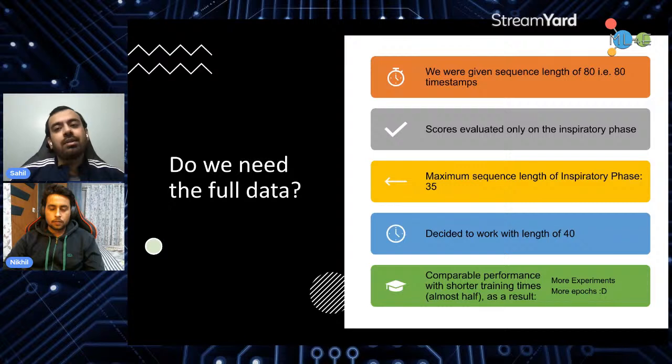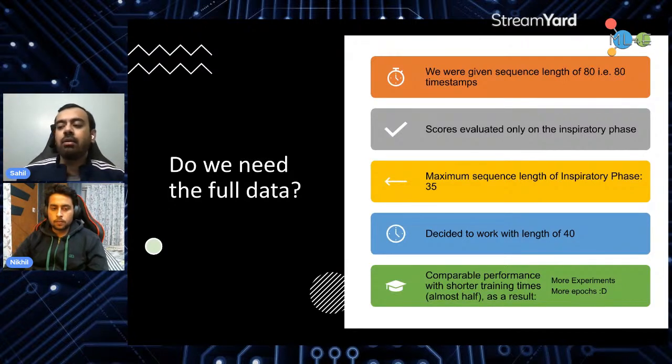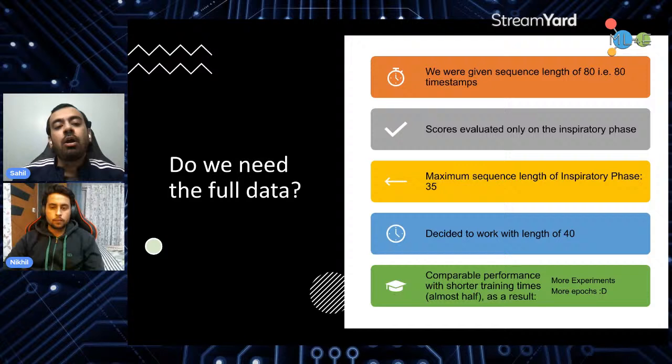So the first question was, as mentioned earlier, we were given breath level data, where one breath had around 80 data points, like 80 timestamps, and using those 80 timestamps you could visualize how one breath would look. Now, the first question was, do we really need all those 80 timestamps? Because one more caveat was that the metric that was being calculated was only calculated during the inhalation phase.